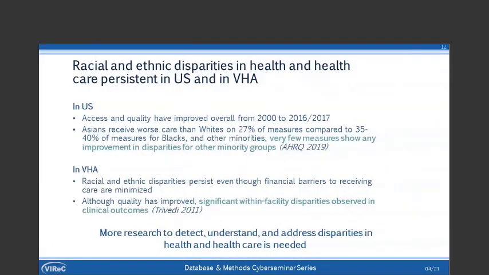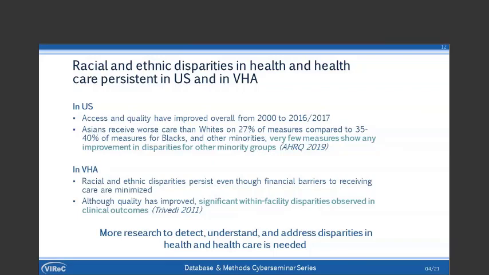So racial and ethnic disparities in health and healthcare persist in both the U.S. and in VHA. Within the U.S., access and quality have improved overall since 2000, but we do see disparities. Asians receive worse care than whites on about a quarter of measures, compared to 35 to 40% of measures for blacks and other minorities. And very few measures show any improvement in disparities for other minority groups.